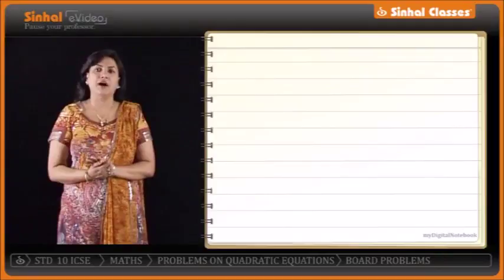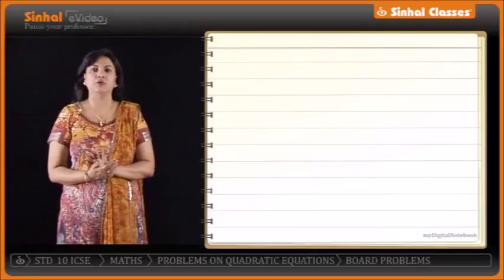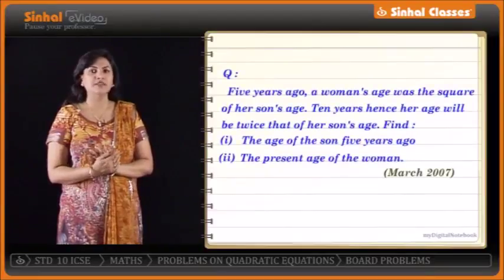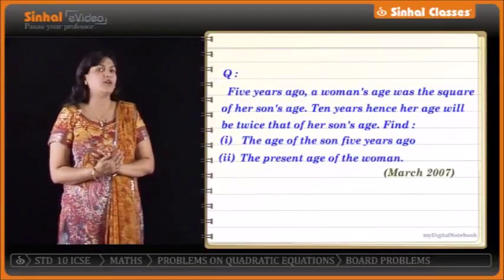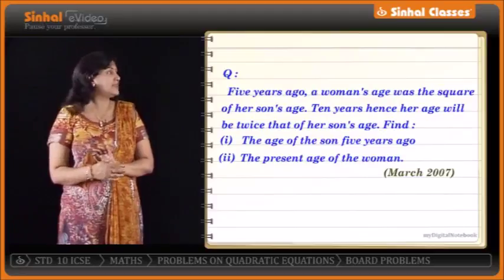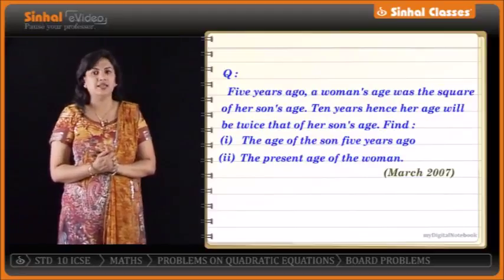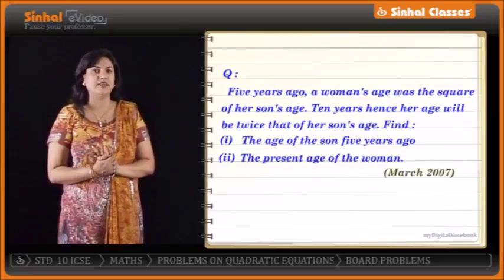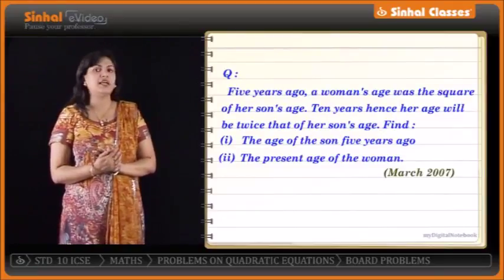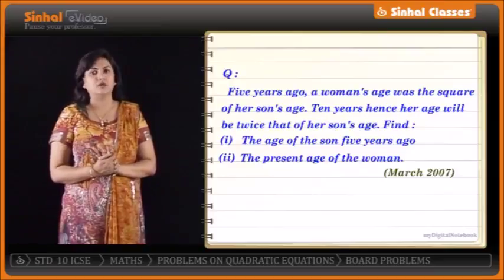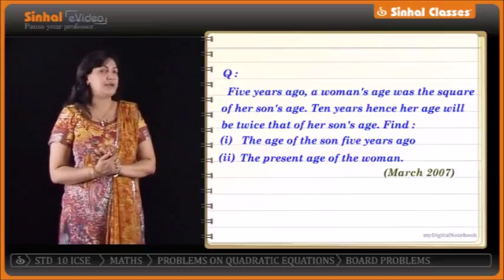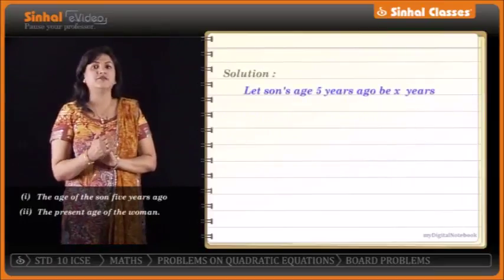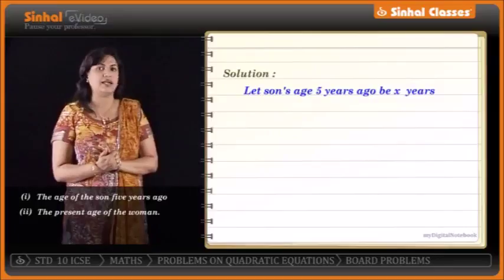Now we take March 2007 board question, which is: 5 years ago, a woman's age was the square of her son's age. 10 years hence, her age will be twice that of her son's age. Find the first part, the age of the son 5 years ago. Second part, the present age of the woman. Let the son's age 5 years ago be x years.